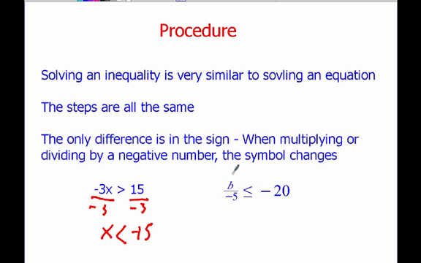So for example, I've got b divided by -5 over here. To undo dividing by -5, I multiply both sides by -5. These cancel. I get b on this side. Negative times a negative is a positive. 20 times 5 is 100. And then this symbol has to flip because I multiplied by a negative number. So that's all we've got to do. The only difference is that the sign has to change if we multiply or divide by a negative number.